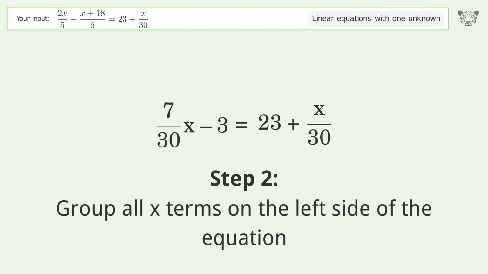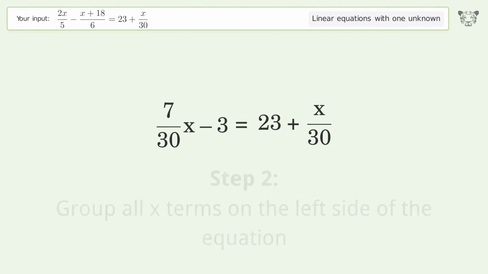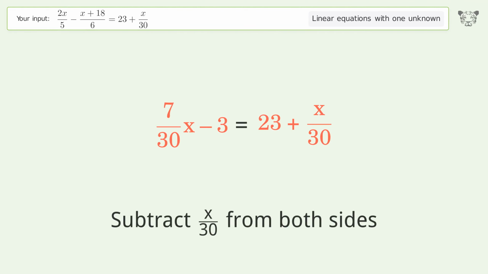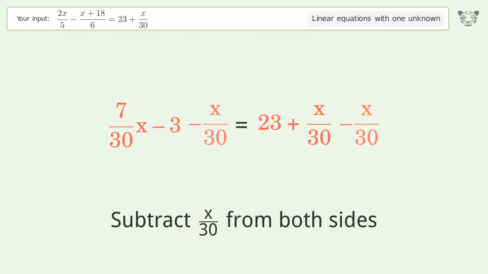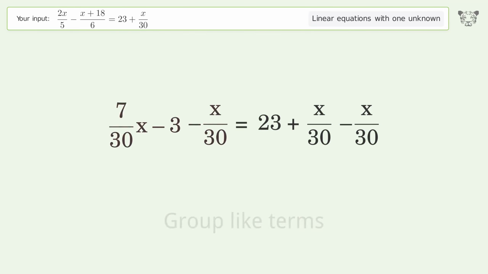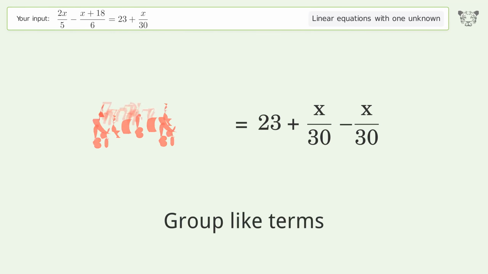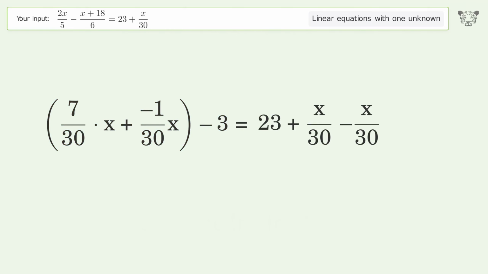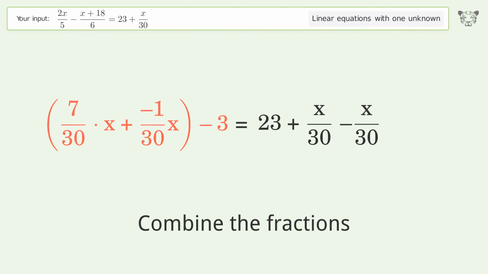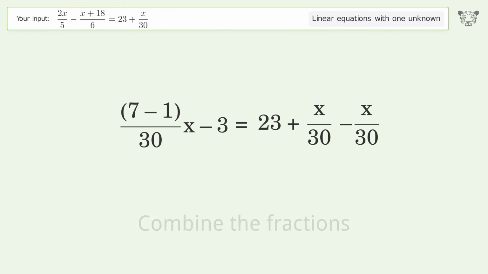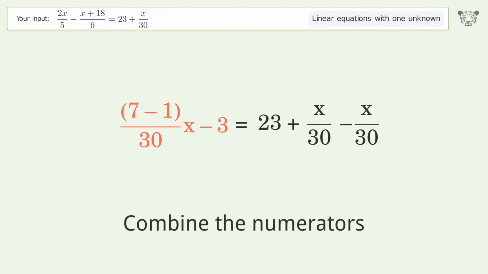Group all x terms on the left side of the equation. Subtract 10 over 30 from both sides. Group like terms. Combine the fractions. Combine the numerators.